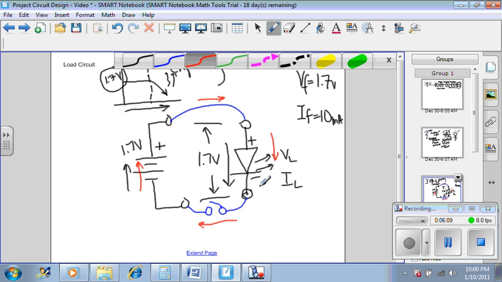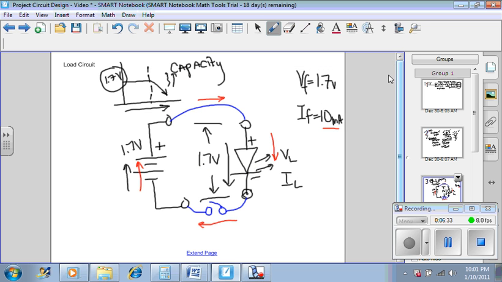I can expect the circuit to produce 10 milliamps because that is the rating for the diode. It's rated at 1.7 volts at 10 milliamps. If the voltage is less, you get less current. If the voltage is more, you get more current.